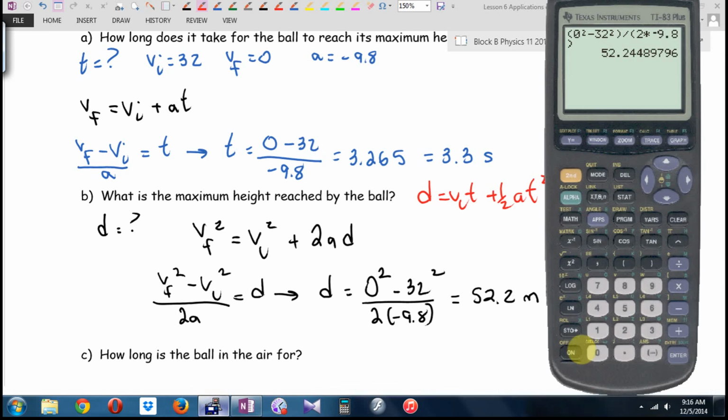I could go, hey, what was Vi? 32. What'd we find for time? 3.265 plus a half times negative 9.8 times 3.265 squared. And if I get the same answer, then I know I'm right for both. Did I get the same answer? Yep. Pretty close. I've rounded off a bit, so by the 4th or 5th decimal, they're not going to quite match.